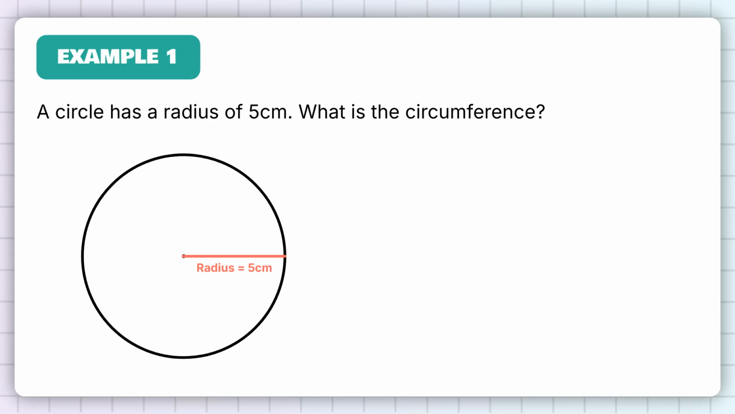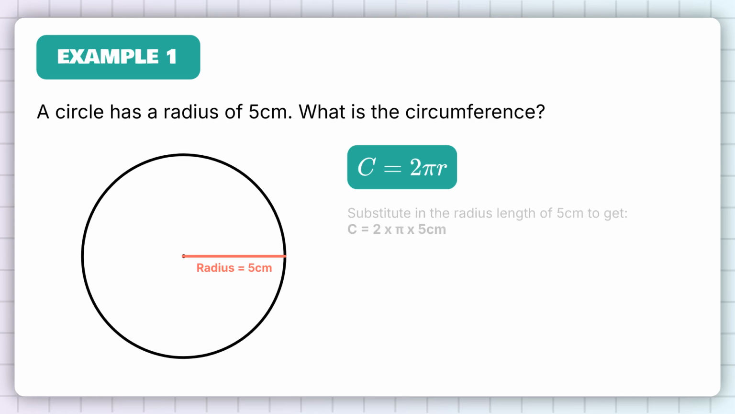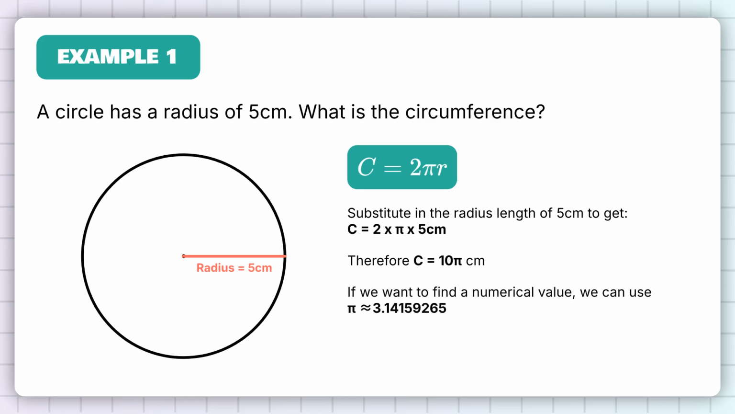The method we use is this. First, we recall our formula that the circumference equals 2πr. We know the value of the radius from the diagram, so we can substitute this into the equation to get C equals 2 times pi times 5. We therefore find that C equals 10π. Now, if we want a numerical value, we can use the approximation of pi that we learned earlier. Substitute this into C equals 10π, and we find that the circumference is approximately equal to 31.42 centimeters.